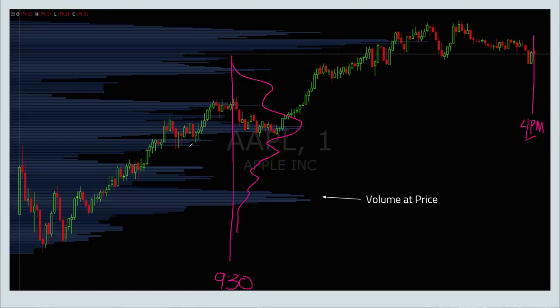Eastern time, which is the close of the market. And then you've got maybe another one for the pre-market. So that is volume at price and volume profile.